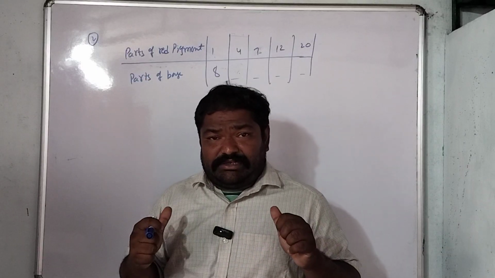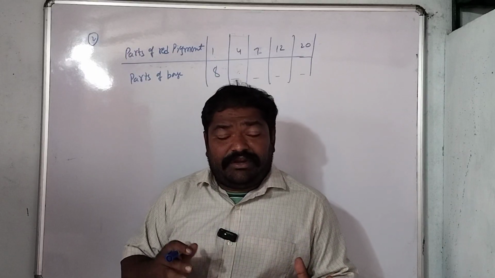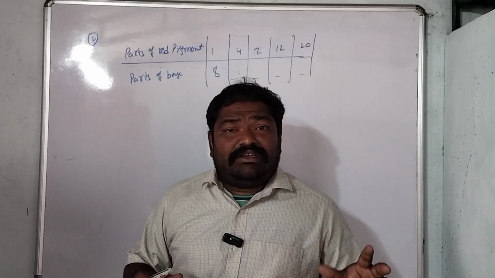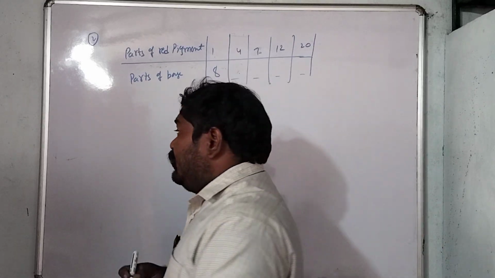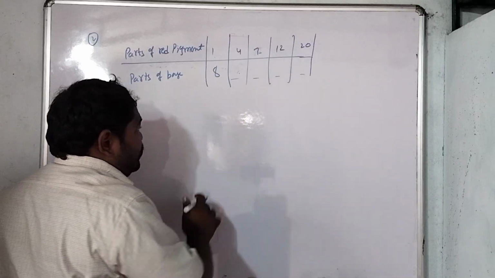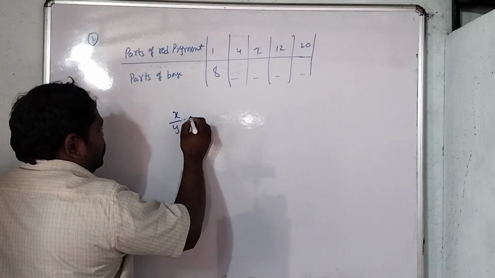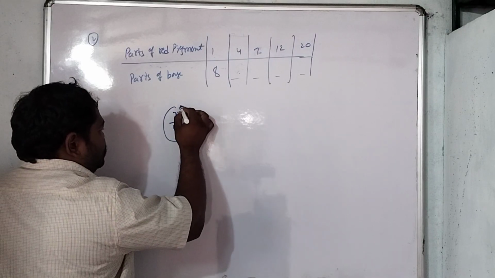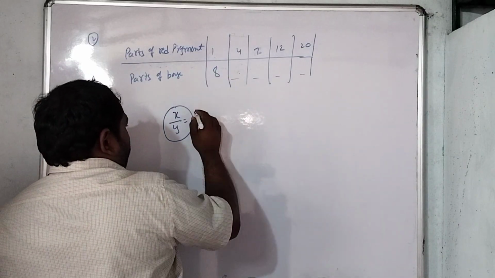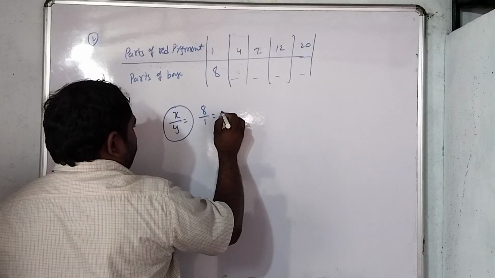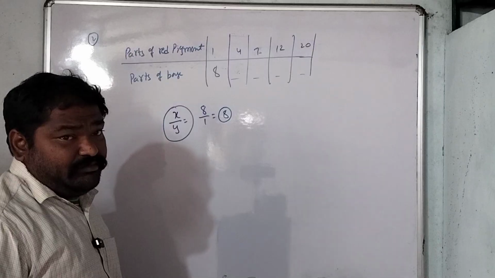This is in direct proportion. When one part of red pigment is there, we have to add 8 parts. When 2 parts, we have to add some extra parts. When 3 parts, we have to add some extra parts. This is clearly direct proportion. Why? Because in direct proportion, the ratio between two quantities is a constant. Say it as 8 by 1, which is the ratio 8. 8 is constant for all.